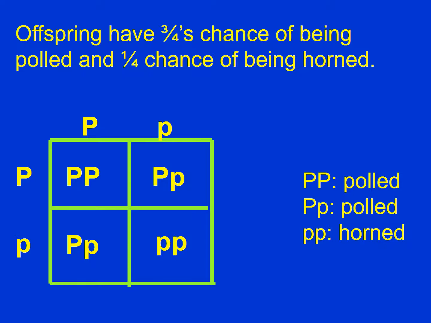And as you can see, 3/4 of the offspring would be expected to be polled. Of those, 2/3 are going to be carriers for the horned gene. And you've got a 1/4 chance of the individual being horned, containing two lowercase horned genes.